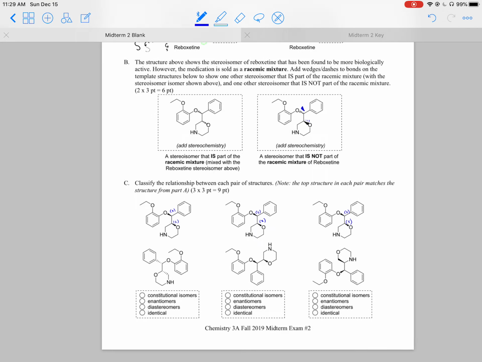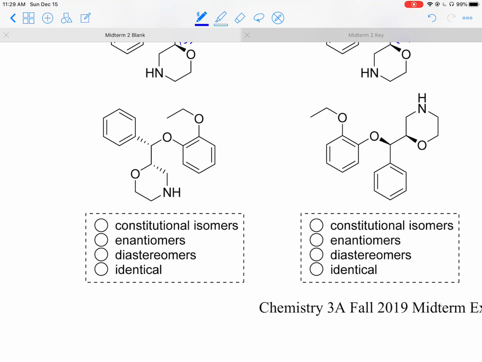Okay. So what are the options of the relationships? They could be constitutional isomers, enantiomers, diastereomers, or identical. So right away, I'd say constitutional isomers is the one that's not like the others. The other ones are all stereoisomers, or those are configurational isomers, you could also say, but the constitutional are different. So constitutional will stick out more because they're going to be connected differently. Atoms are going to be connected in a different arrangement, versus enantiomers, diastereomers, and identical. The same atoms are going to be connected to one another, but they're just going to be connected maybe in a different orientation.